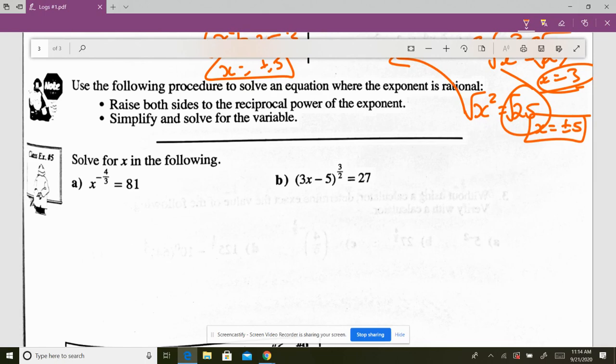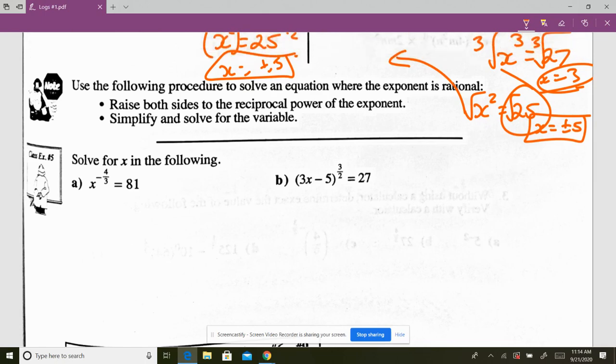Anyway, what is the reciprocal exponent of -4/3? What's the reciprocal of 4/3? 3/4. Put a negative in front of it as well. That's what I mean. So you're going to go x to the -4/3, and you're going to raise it to the -3/4. And what you do to one side, you have to do to the other side. So 81 to the -3/4. What happens to everything that's on the x side? What are you left with? Just x. All this stuff cancels. The -4 cancels that, and you get x.